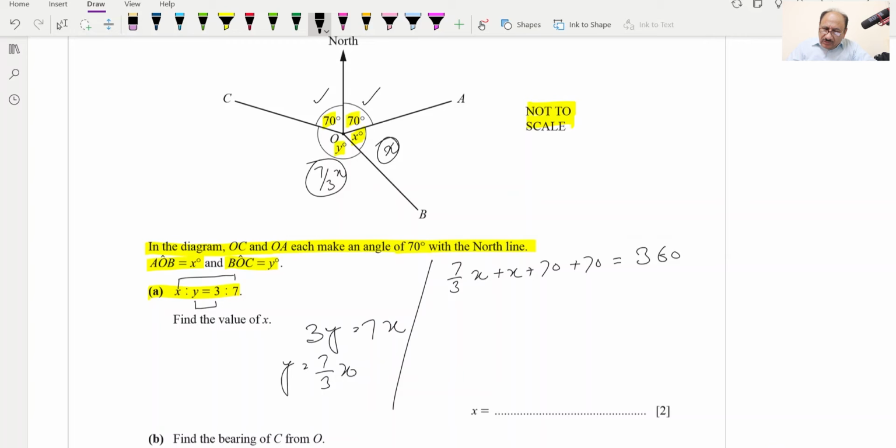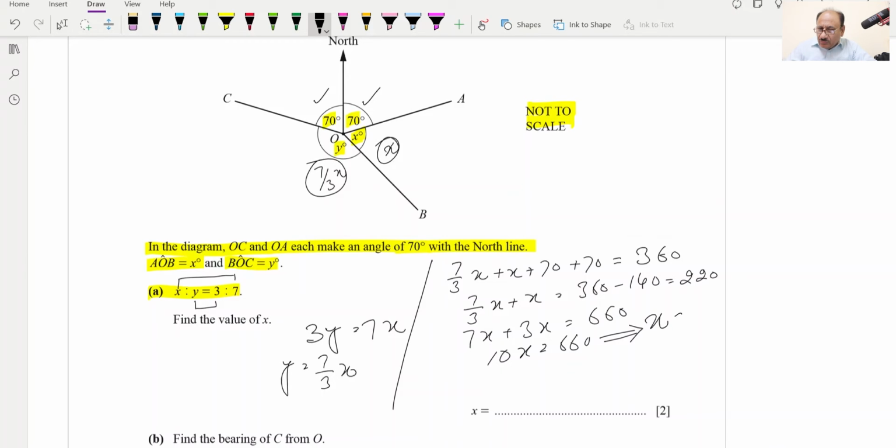Now we can rewrite it as 7 by 3x plus x is equal to 360 minus 140, and this will be equal to 220. Now we can multiply by 3 to get rid of the denominator, which is 3. So we can write 7x plus 3x is equal to 660. We have multiplied the whole equation by 3, and this will be 10x is equal to 660, and this implies x is equal to 66, and they are asking for the x value. So x value is 66.